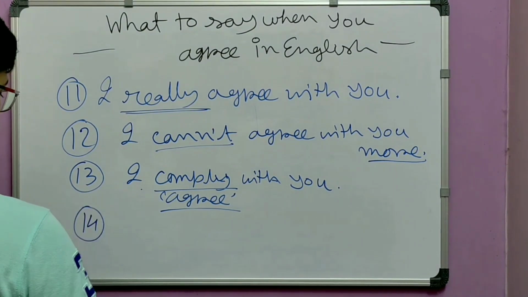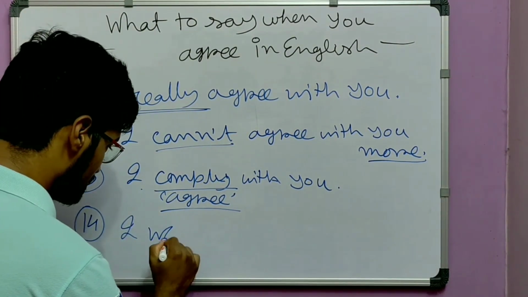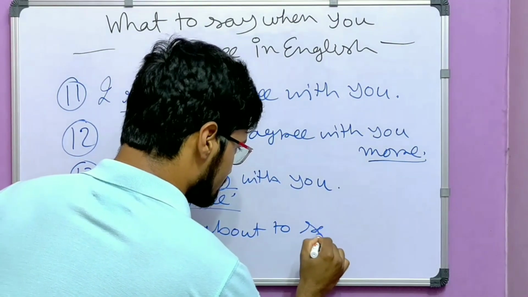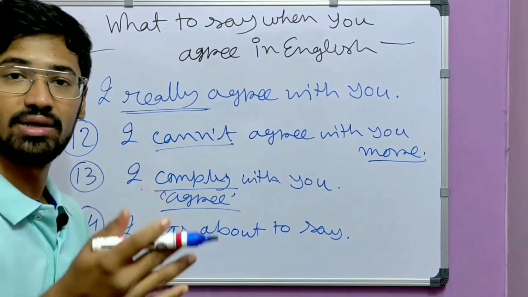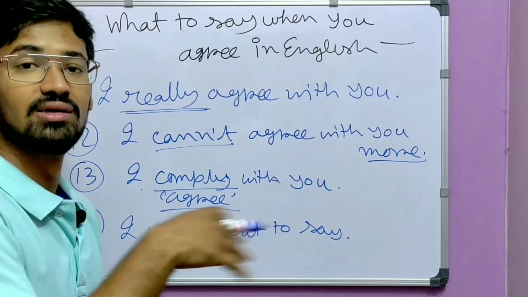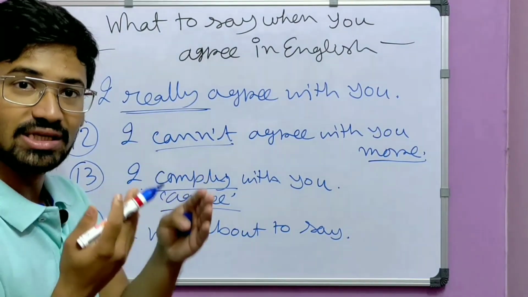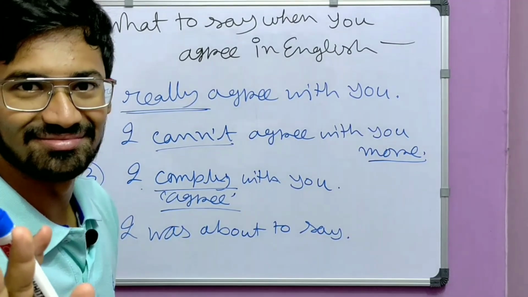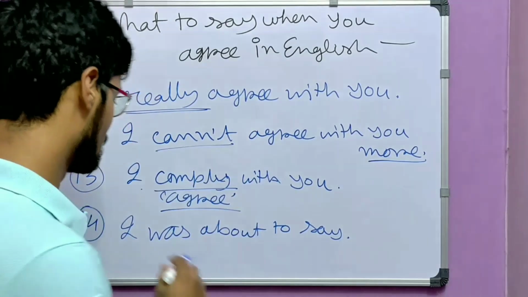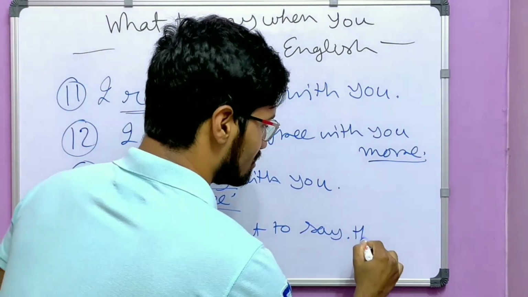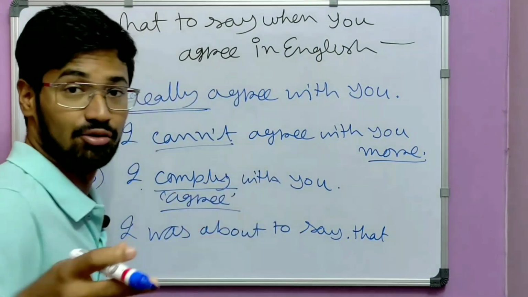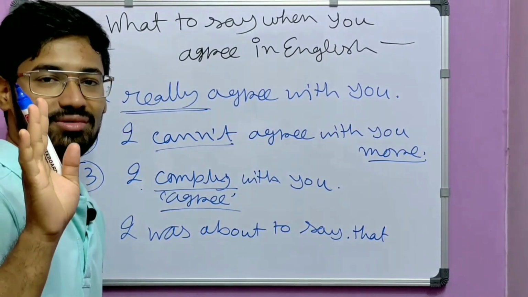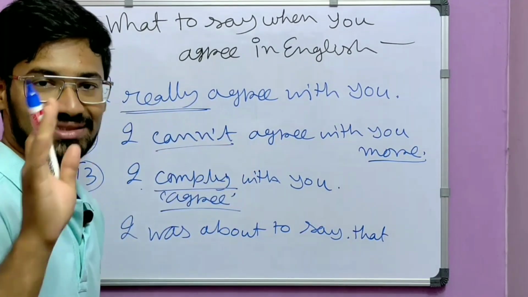14. I was about to say. This is the nice one. I was about to say. That means whatever your friend or other people said to you, you just say I was about to say that. That means you agree. I was about to say that. Or I was about to say. That means you agree with your friend or with the other people's statement.